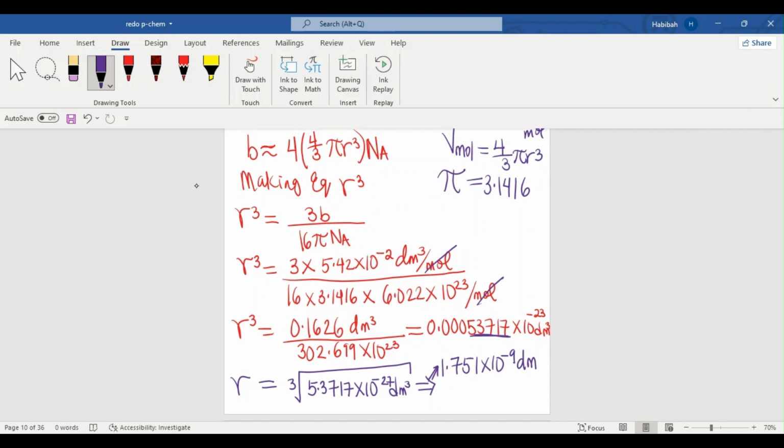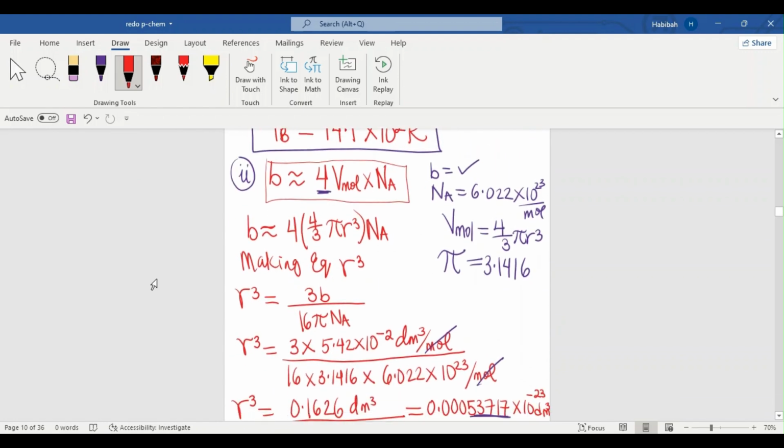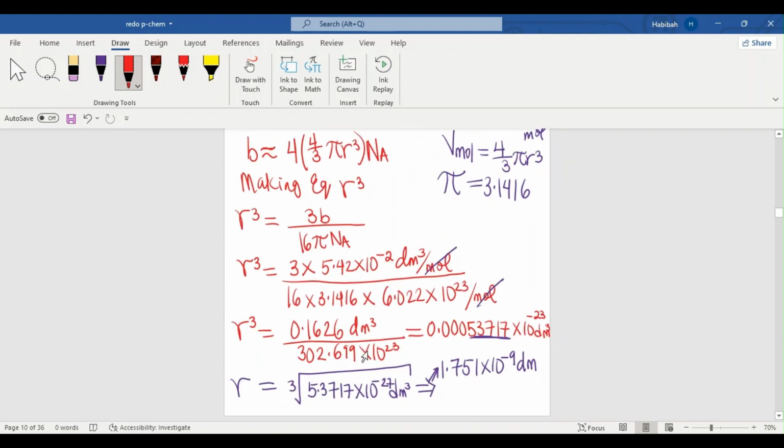But we also know that because we're dealing with a chemistry question, we have to use the lowest number of significant figures that came with the question. The value of B in the question has 3 significant figures, so we have to put this answer in 3 sig figs. So you end up with r equals 1.75 times 10 raised to the power of negative 9 decimeter. This is the radius to answer this question.